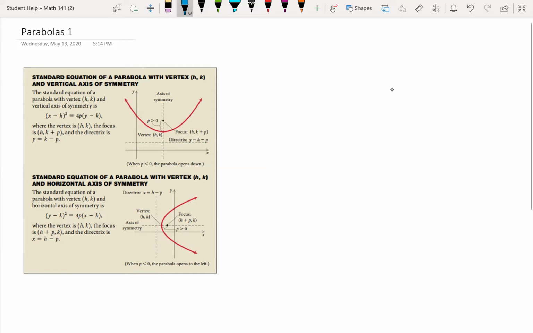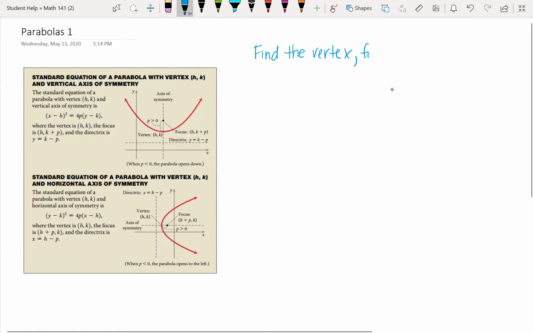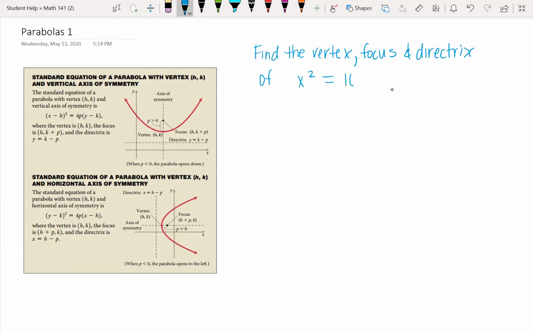So for our first example problem, we are going to find the vertex, the focus point, and the directrix, for the parabola x squared equals 16y. And then we're going to graph it also.